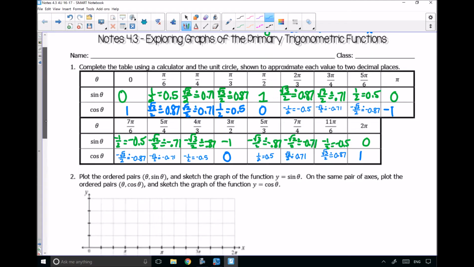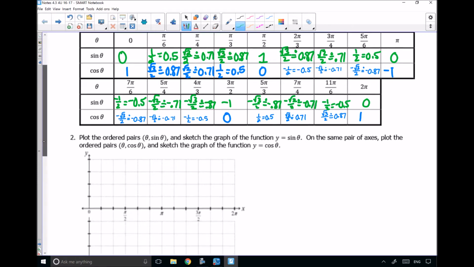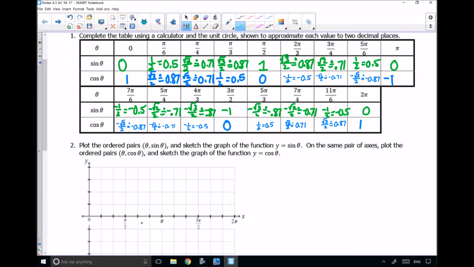All right, so question number 2 says to plot the ordered pairs theta, sine theta and sketch the graph of the function y equals sine theta. So let's go ahead and do that first, and then we'll do the next piece afterwards. So if you notice, your graph is split up right here into pi over 2, pi, 3 pi over 2, and 2 pi, which means that this right here is going to be pi over 6. Okay, this is going to be pi over 3. This right here is going to be 2 pi over 3, because we're just going up by pi over 6's every time, and these are the simplified values that we end up getting.